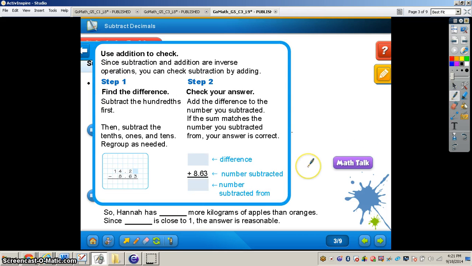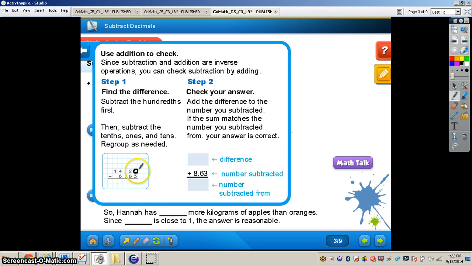Okay, taking a look at page 140 in your book, using addition to check. Since subtraction and addition are inverse operations, you can check subtraction by adding. So the first thing that we can do is find the difference. We want to subtract the hundredths first. Since it's 14 and 2 tenths minus 8 and 63 hundredths, we will actually put a 0 to the right of the 2.